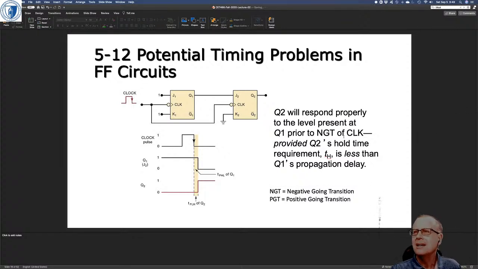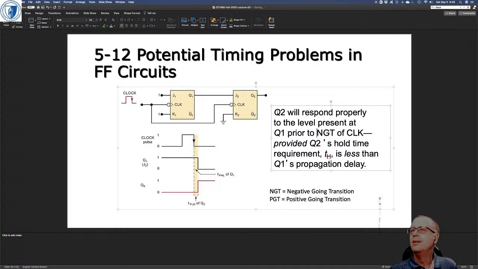Okay. So let's go back here. So Q2 will properly respond to the level present at Q1. So we want whatever value Q1 is going out to Q2 to be there prior to the negative going transition of the clock. So there's a negative going transition of the clock, and there's Q1. Provided Q2's hold time requirement, TH, is less than Q1's propagation delay. Right?